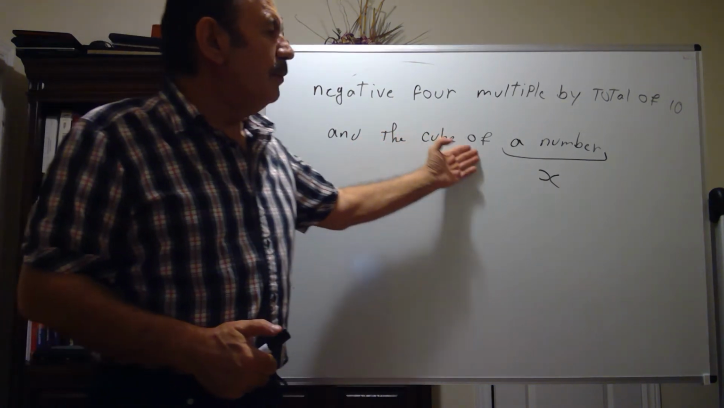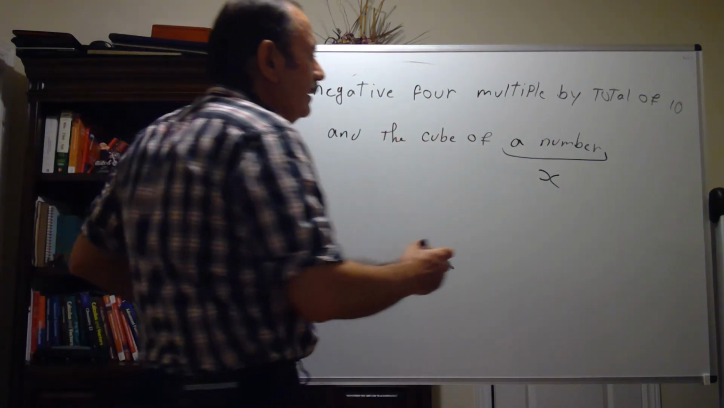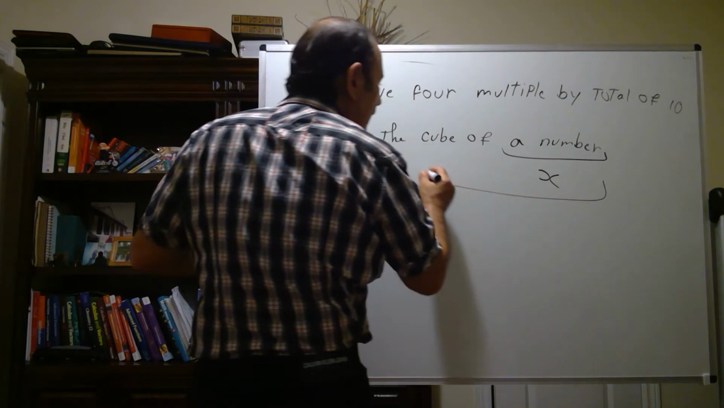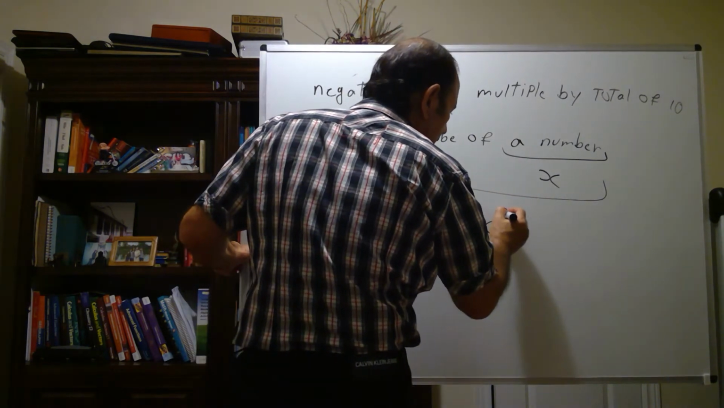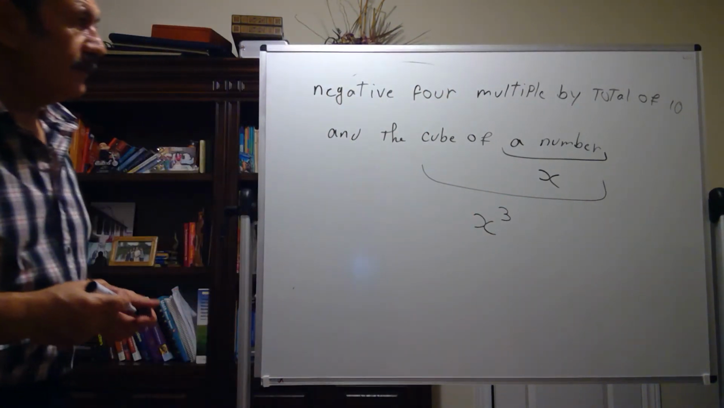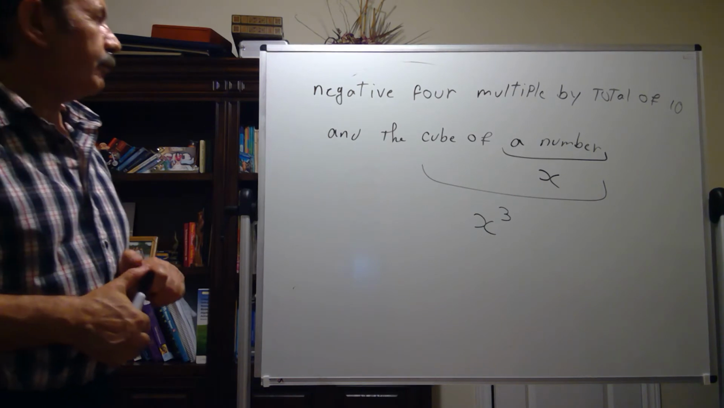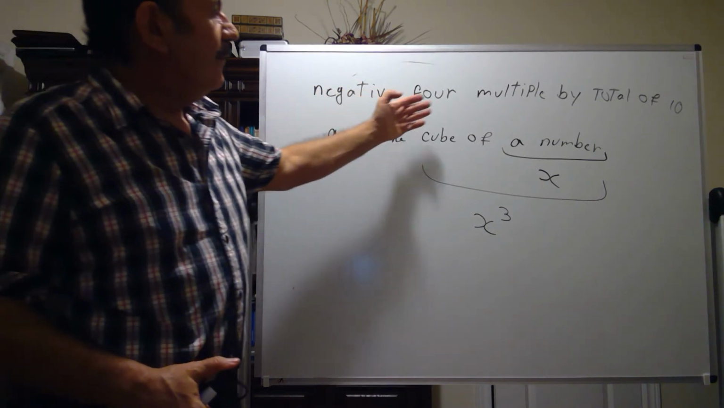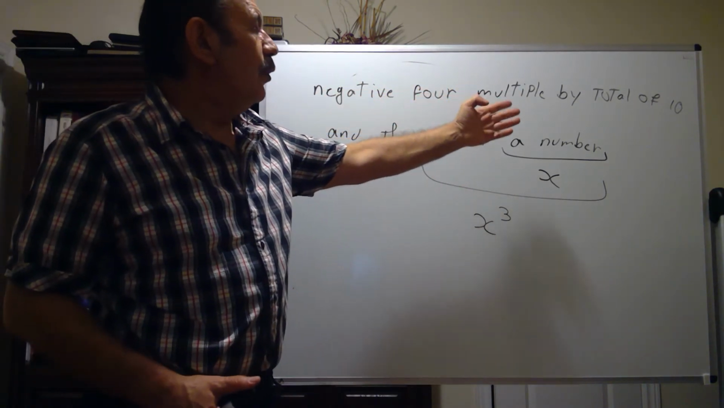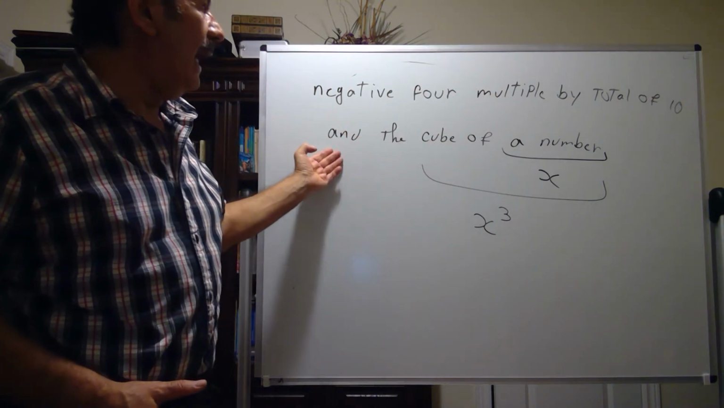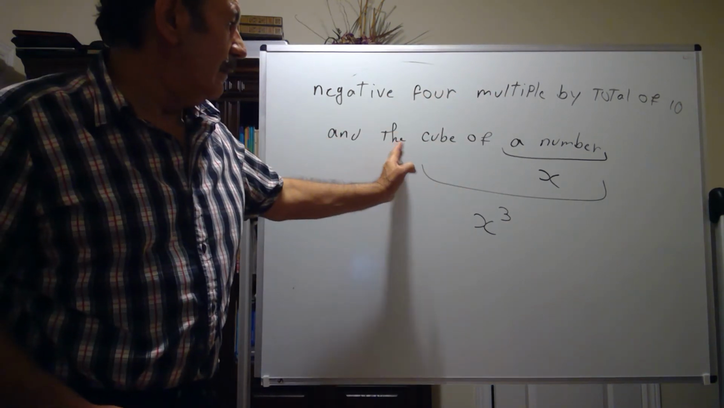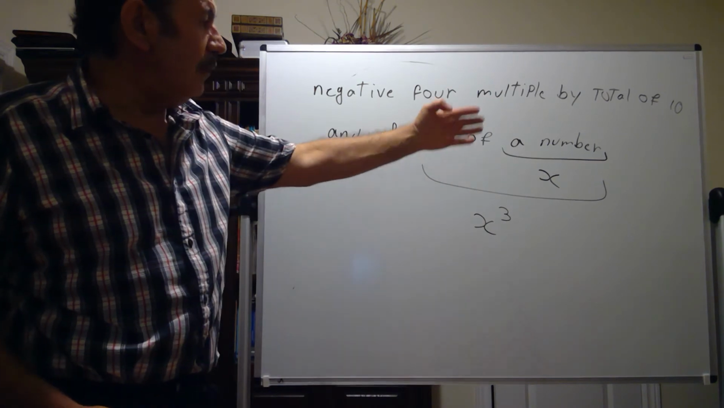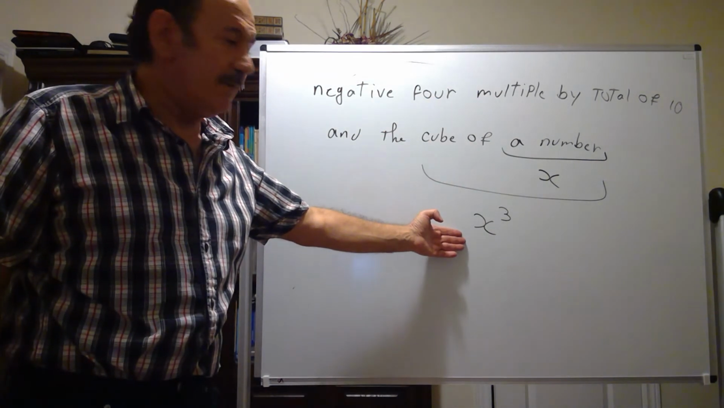So cube of x. What is cube of x? It is x cube. Cube means to the power of 3. Now, -4 multiplied by total of 10 and x3. Instead of the cube of a number, we just simplify this one, which is x3.